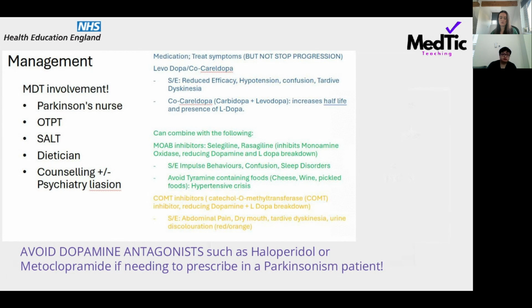And just a reminder, I put a big text over here to avoid dopamine antagonists such as haloperidol or metoclopramide if you need to prescribe those for a patient, as you want to make sure they don't have Parkinson's, and it can get worse.